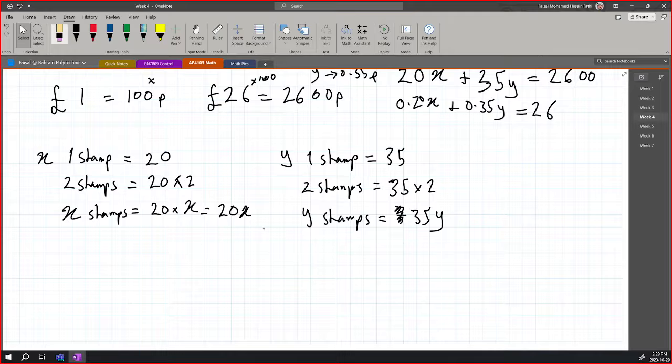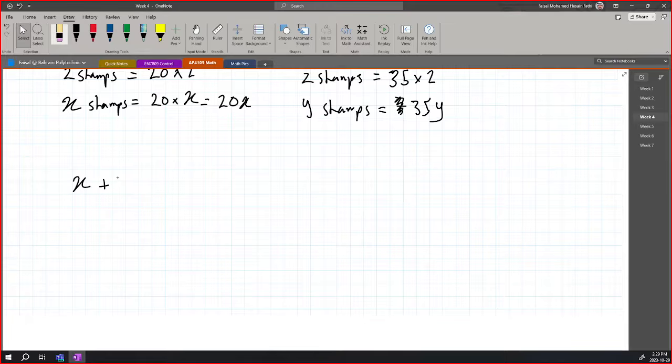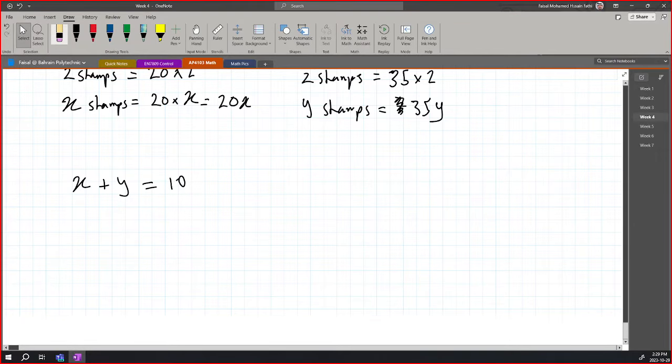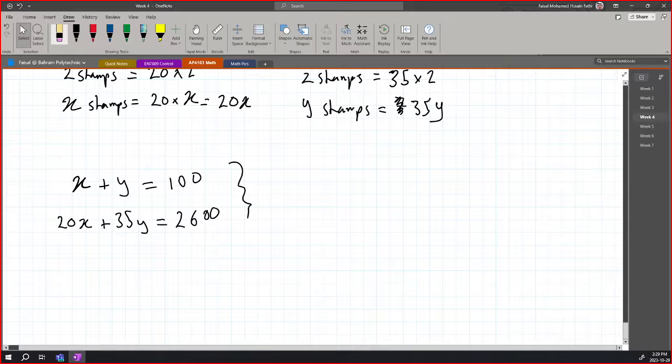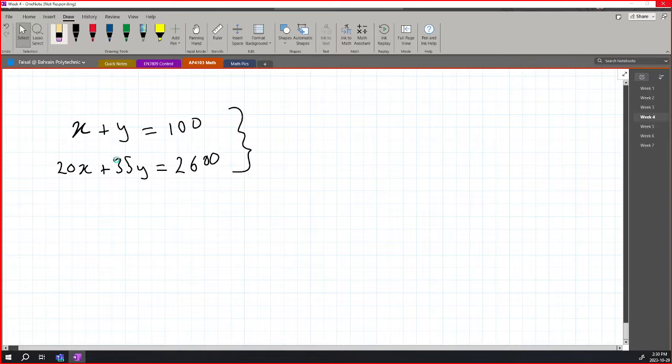Alright? So like I said, now to solve the two equations we had, x plus y is equal to 100 and 20x plus 35y is equal to 2600. We will solve by elimination, I believe you guys wanted. So in elimination we have to multiply and cancel one of the variables. We're always cancelling x, let's cancel y this time, just so you see it will be the exact same thing.